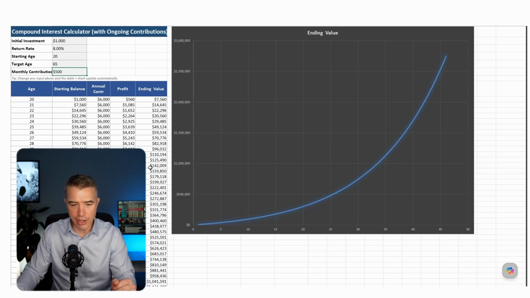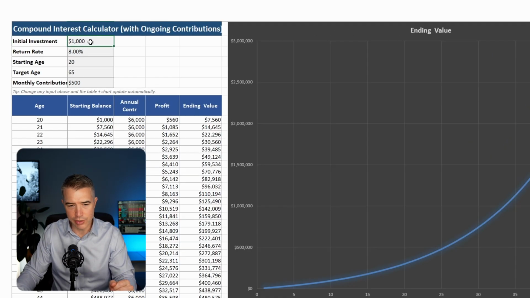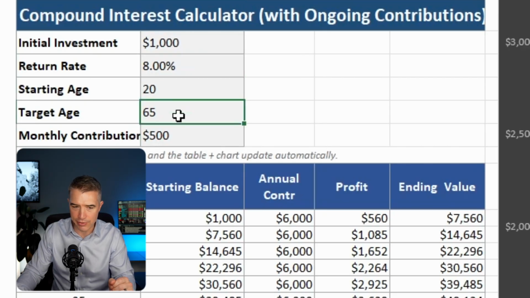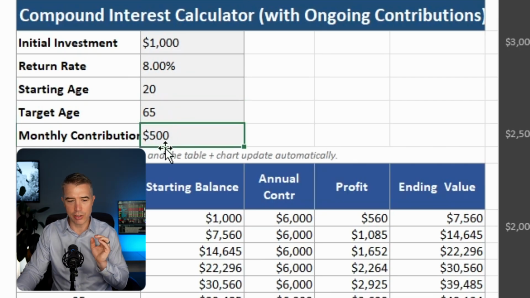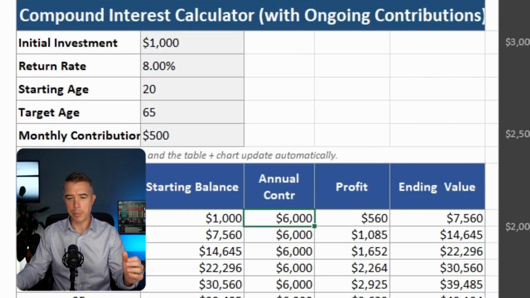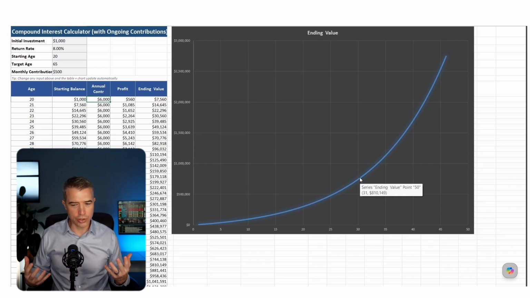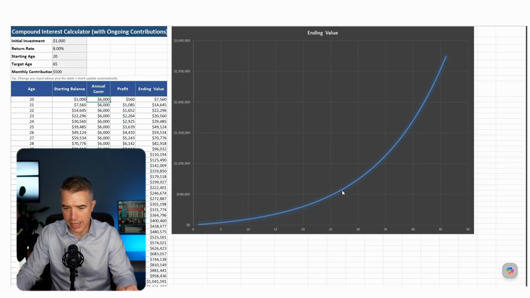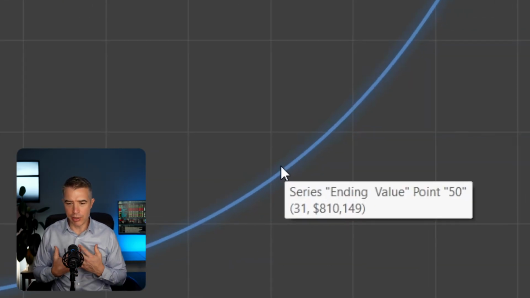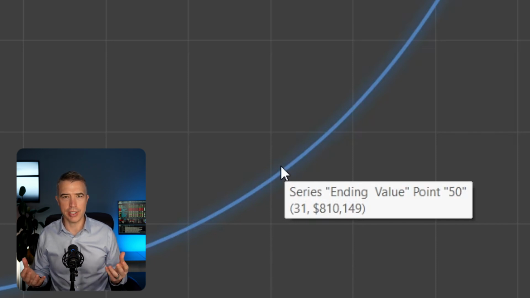Okay, let's look at another example that your everyday investor may be able to achieve. Here we have another similar chart that has an initial investment of $1,000, a rate of return of 8%, again starting at 20, this time ending at age 65, and also a monthly contribution of $500, which is of course about $6,000 per year. Now let's say this average investor works hard and invests their money, and at age 50, they're a little bit disheartened because their entire portfolio is worth about $810,000.